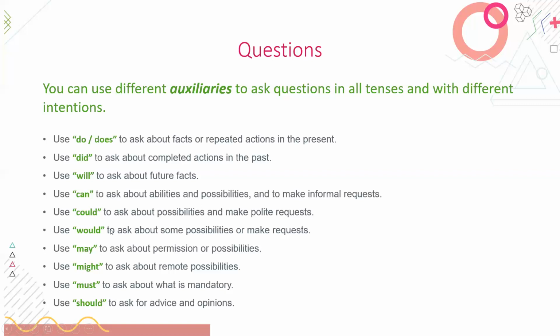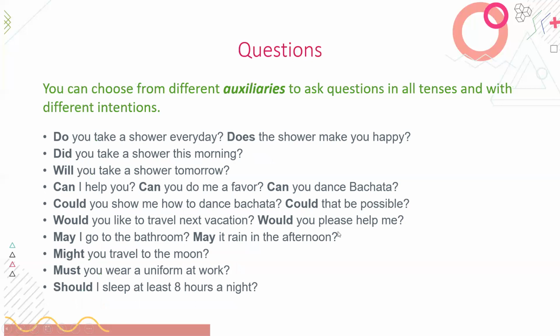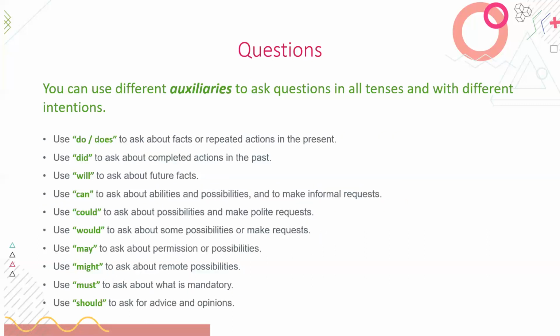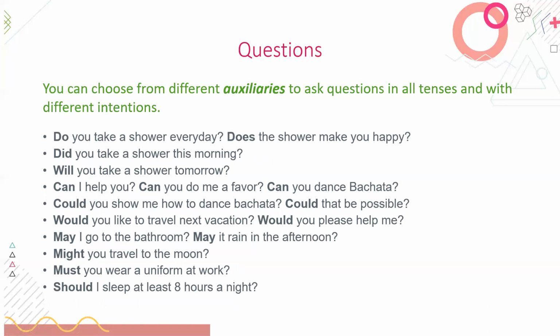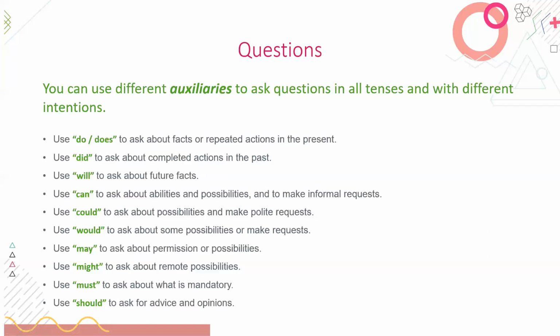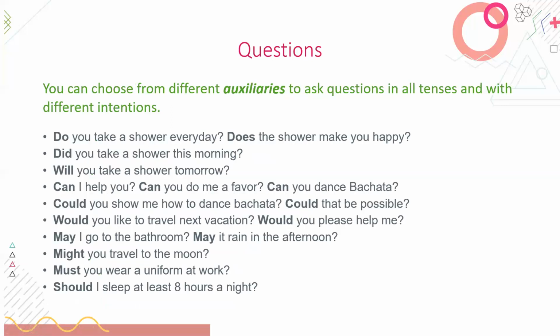Use would to ask about some possibilities or make requests. Would you like to travel next vacation? Would you please help me? Use may to ask about permission or possibilities. May I go to the bathroom? May it rain in the afternoon? Use might to ask about remote possibilities. Might you travel to the moon?